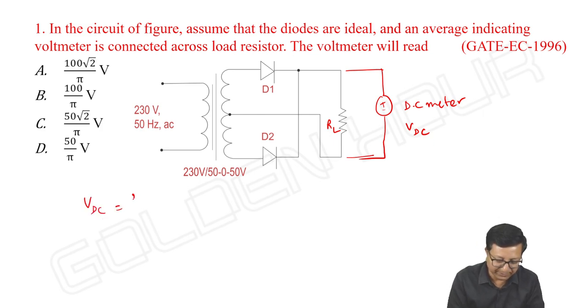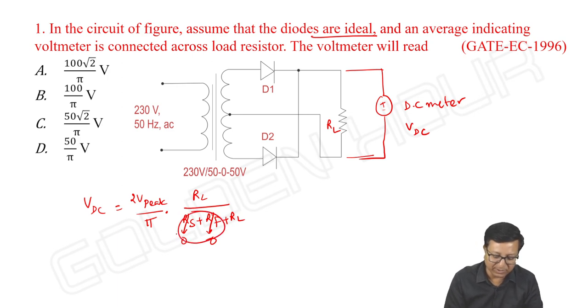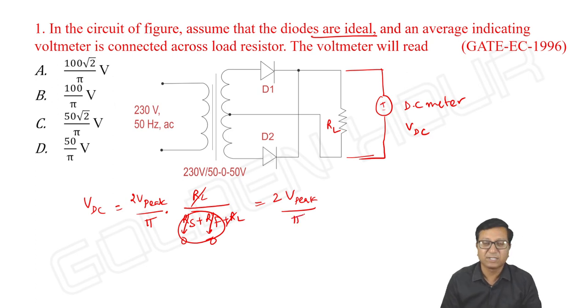We know VDC is equal to 2 into output peak amplitude by pi into RL by RS plus RF plus RL. Here the diodes are ideal, so diode forward resistance is 0. They didn't mention anything about the transformer, so we take the ideal case, that is, the coil's internal resistance is 0. Then RL cancels, and VDC is equal to 2 into peak amplitude of the input by pi.